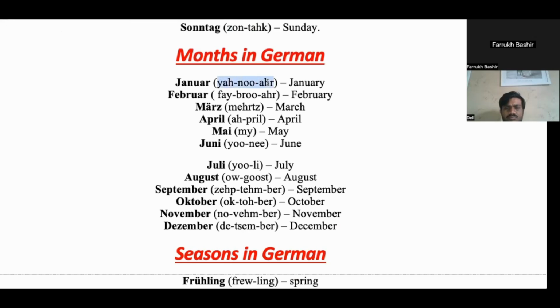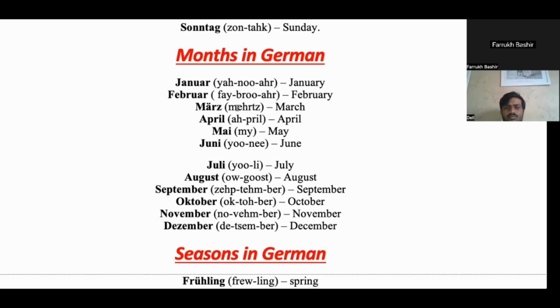So here we can focus on this one. Januar. We can split it into three parts. Ja, nu, ar. Januar. Three different parts. Februar, Februar, means February.